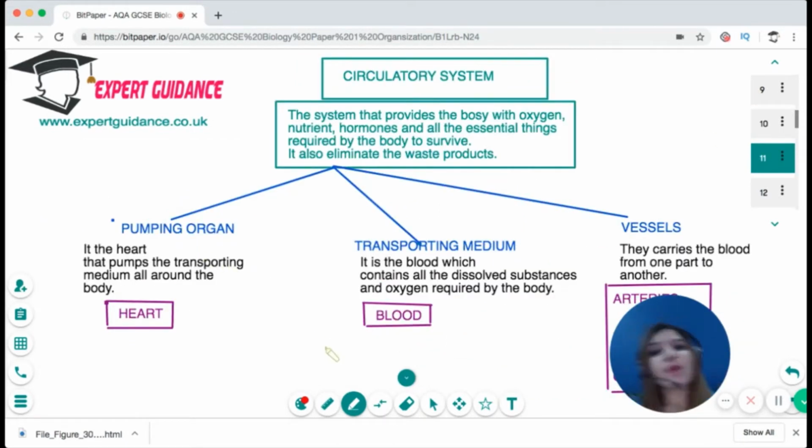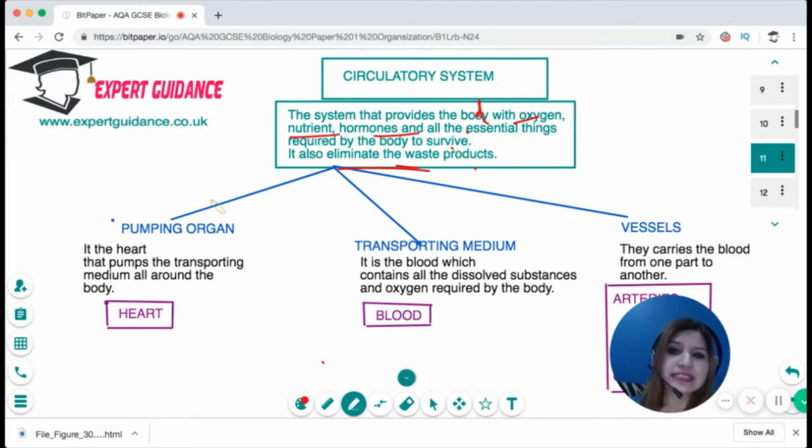Now let's move on to the circulatory system. The question is, why do we need a circulatory system, and what is a circulatory system? The circulatory system is a system that provides the body with oxygen, nutrients, hormones, and all the essential things that a body needs to survive. And it also gets rid of the waste products. But why do we need a circulatory system? We need a circulatory system because we need a constant supply of all these nutrients.